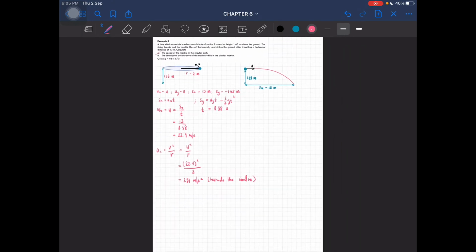Right, so that is question number 3, example number 3. So make sure that you are able to use different chapters' formulas in order to solve questions. Okay, right, so that is example number 3.